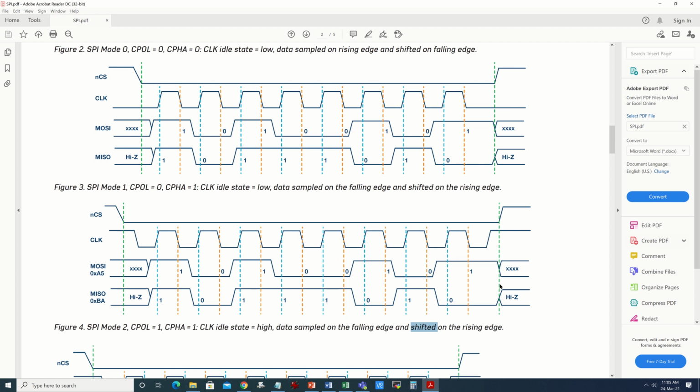A similar thing happens for 8 consecutive edges of sampling, and after that the clock goes to logic 1 and stays idle, and then during that time chip select is disabled.